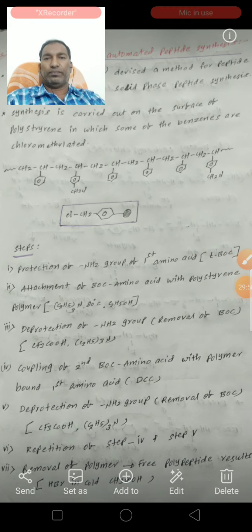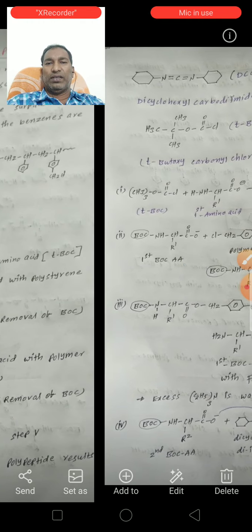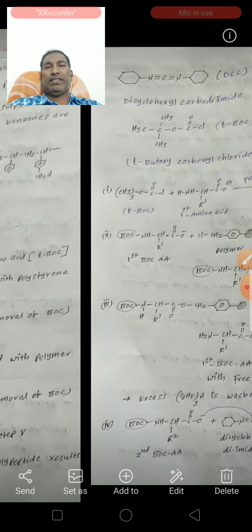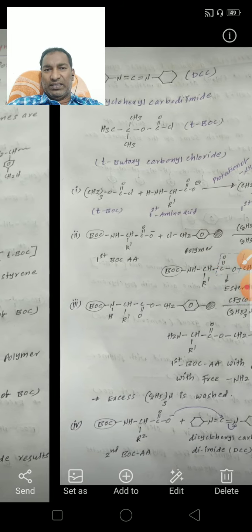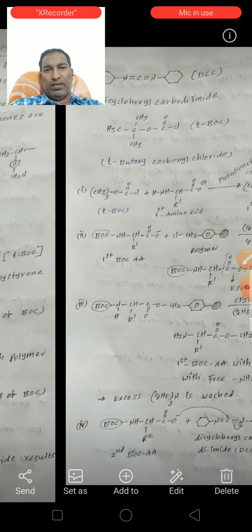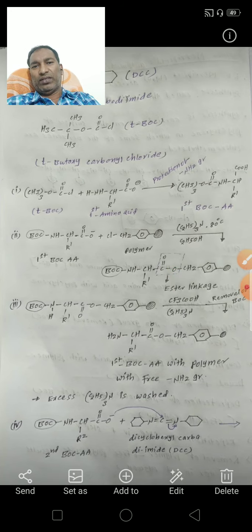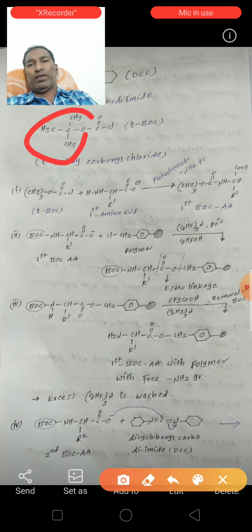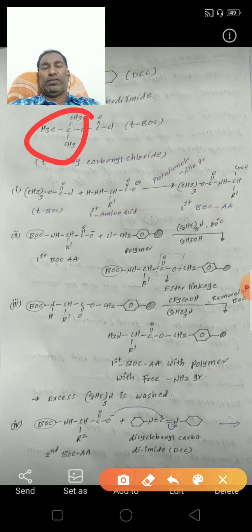See here, this is the DCC structure, dicyclohexyl carbodiimide. This is the tertiary BOC, tertiary butoxy carbonyl chloride. This is the tertiary butoxy group, and this is the tertiary butoxy group carbonyl chloride. So abbreviate as tertiary BOC.